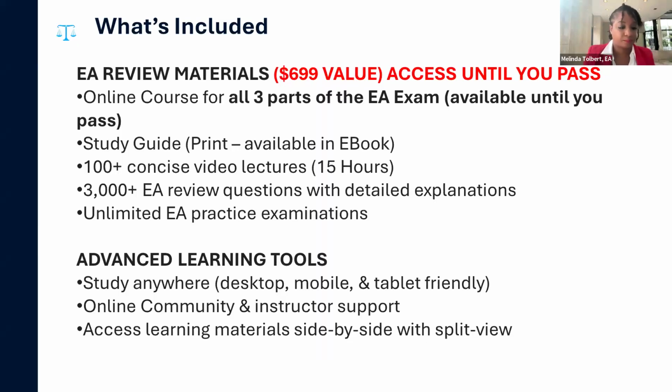All right. So these are what's included. Is this still the same? Everything still the same? Okay. EA review material, all three parts available to you until you pass. That is major. You know what? That is major. We have to take an exam. We get one time you pass, and you don't have to take it over. And so that's really good.